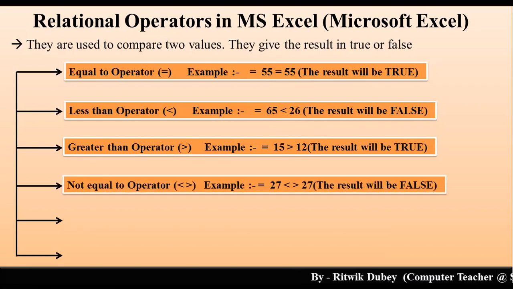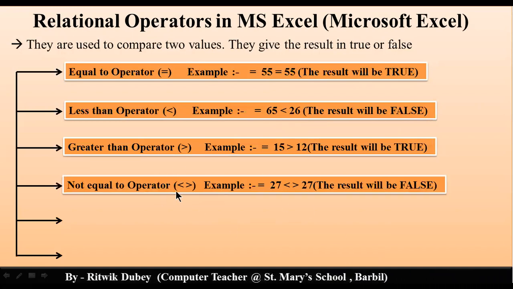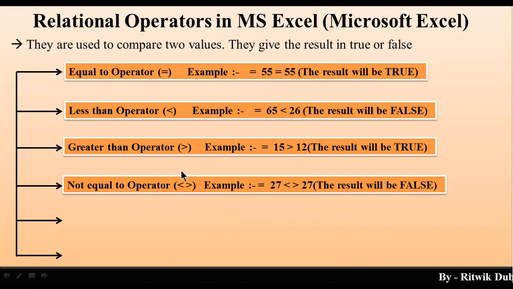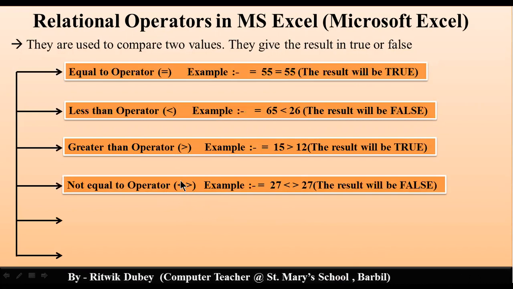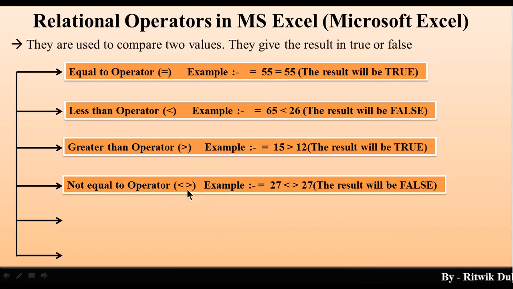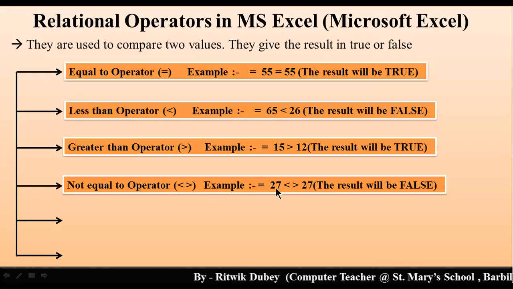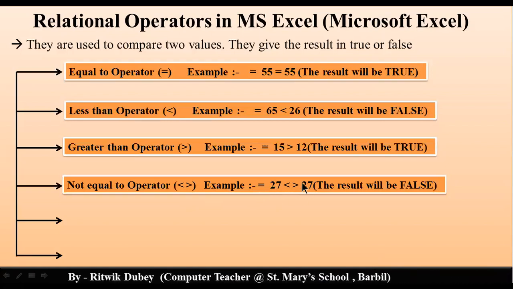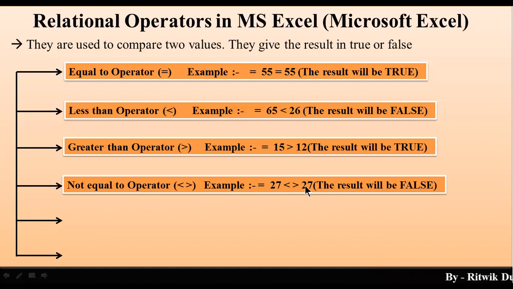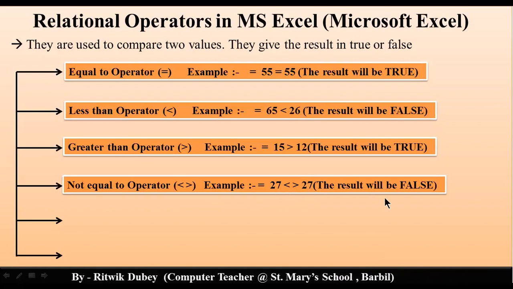Okay. Then the not equal to operator. Now, please remember this symbol of less than along with a greater than sign. This is called the not equal to operator. You cannot call it less than greater than. No, no, no. If you find less than greater than together, it is called the not equal to operator. Now, see the example: 27 is not equal to 27. Yes or no? No. It is incorrect. 27 is equal to 27. Here it is written 27 is not equal to 27. So it is wrong. Wrong means it will give false.